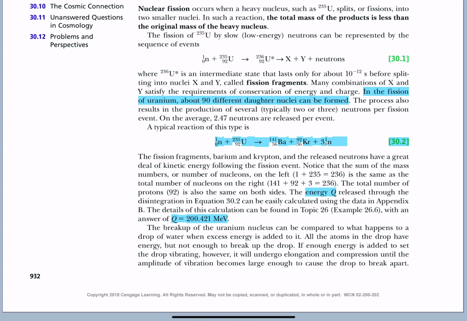Now you'll notice that you also produce 3 neutrons. Some fissions produce 2, some produce 3. The point being that these neutrons that are produced can actually hit other uranium-235 nuclei or plutonium-239 nuclei and create more daughter products and more neutrons and more energy. We call this a chain reaction.